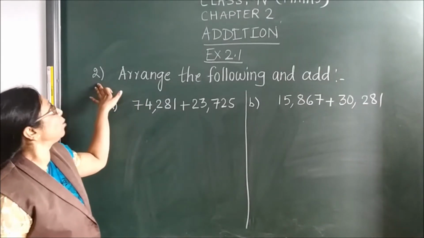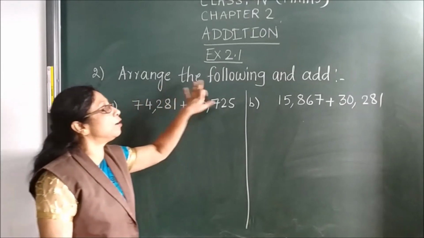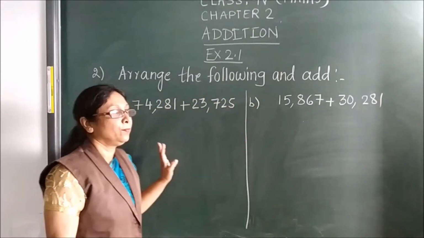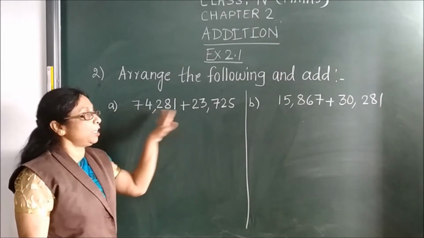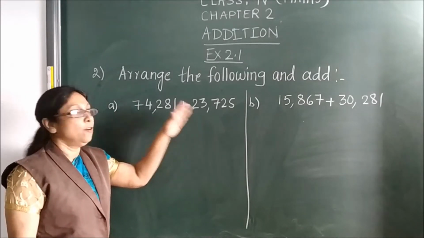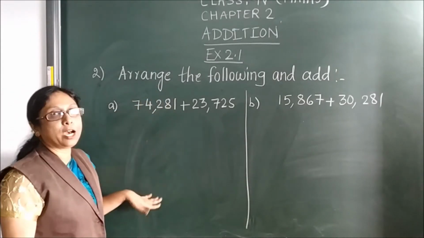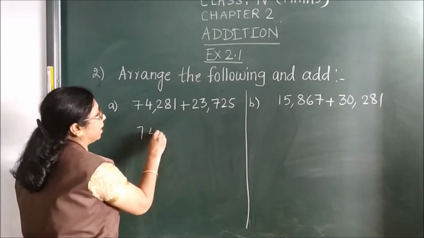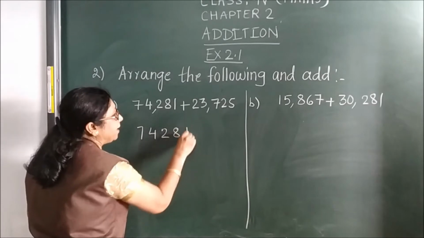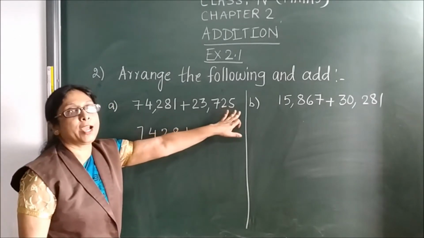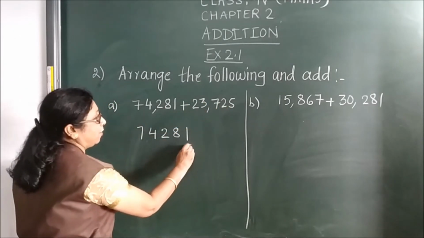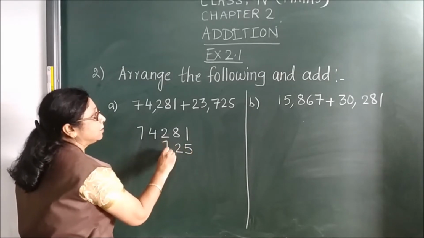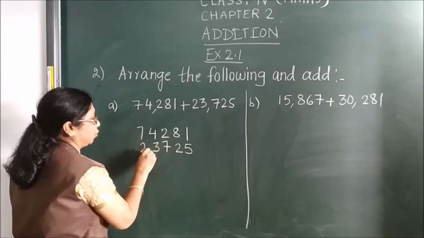Now we'll see the second question, that is arrange the following and add. Okay, this is given in the horizontal way. First, arrange means you have to arrange in the vertical way. Okay, so for this you will write this number. Then start writing from the right and move to the left. 5, 2, 7, 3, 2.